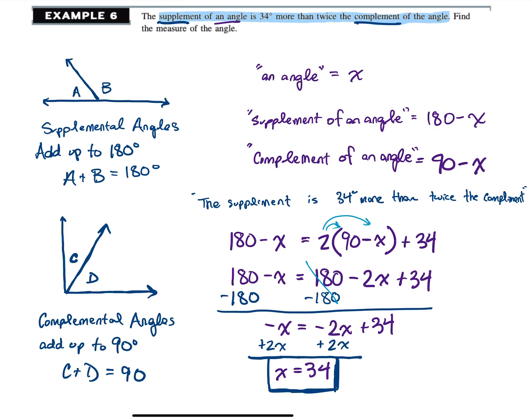So if it's a question involving supplements or complements of angles, just keep in mind that supplemental angles add up to 180. So what we did earlier was basically solve this for one angle. Let's say that the supplement of an angle is 180 minus that angle. And then you can do a similar thing for complements. Complements add up to 90 degrees.